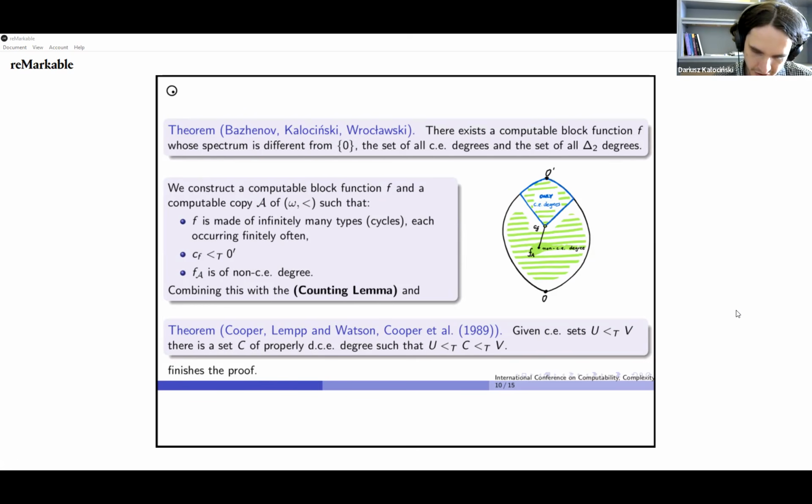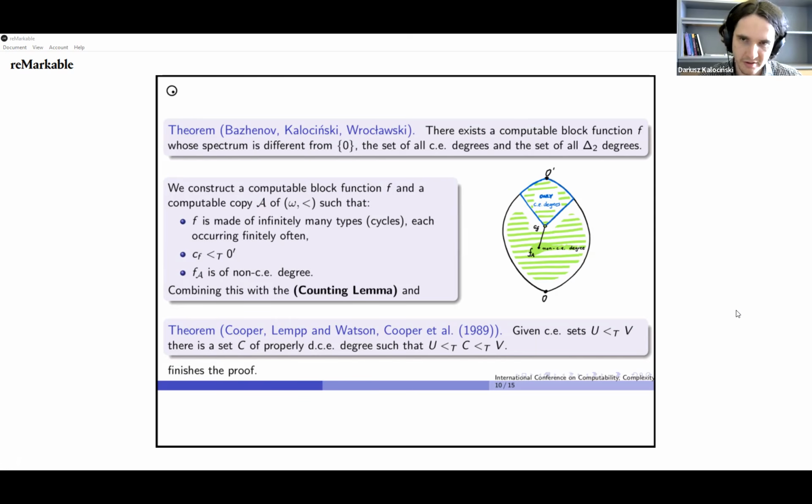So we arrange the construction so that the counting function is incomplete, so strictly below 0 prime. And this is just some variation on Friedberg logic. And we also make sure that the copy of f in our A is of non-C degree.